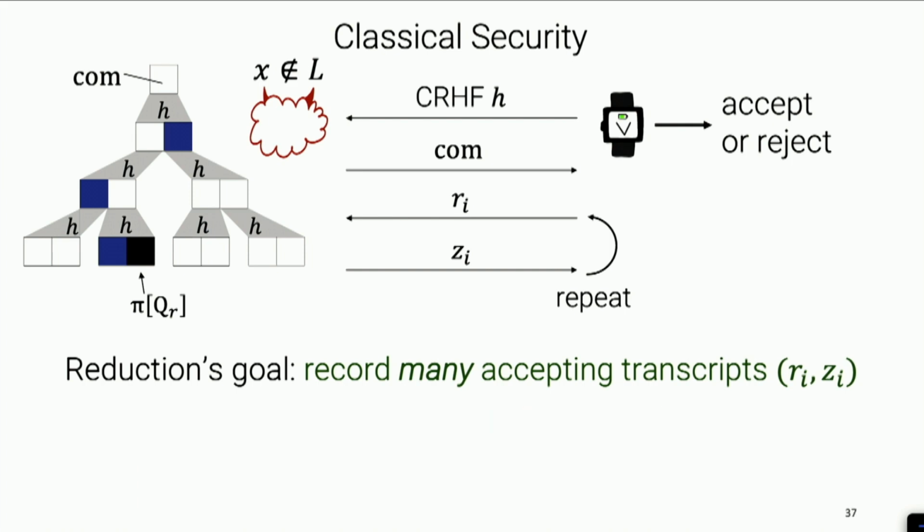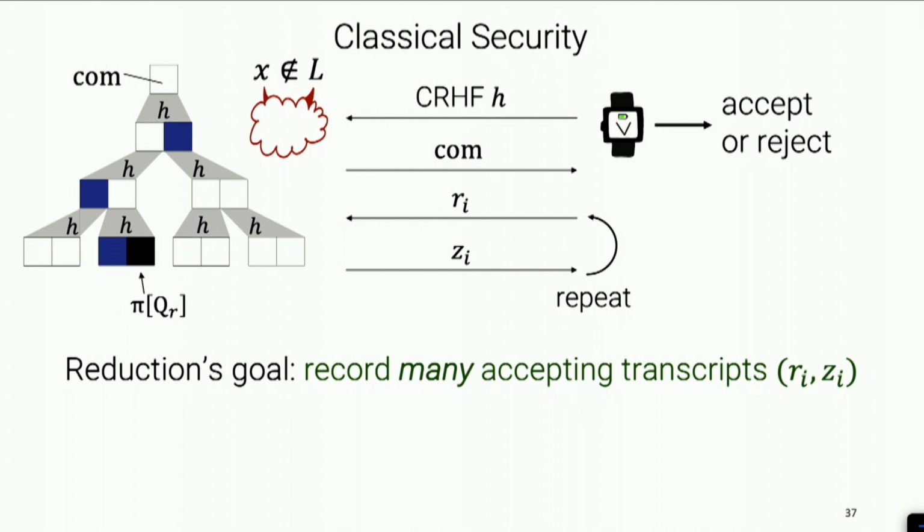And what's going to happen when I piece together all of these accepting transcripts? Well, I claim there's really only two possibilities. Either all these transcripts are consistent with each other. Right? So notice that each transcript, each ZI, is going to fill in a little part of the PCP. So as I amass more and more transcripts, if they're all consistent with each other, eventually I'm going to piece together a PCP, or most of a PCP.